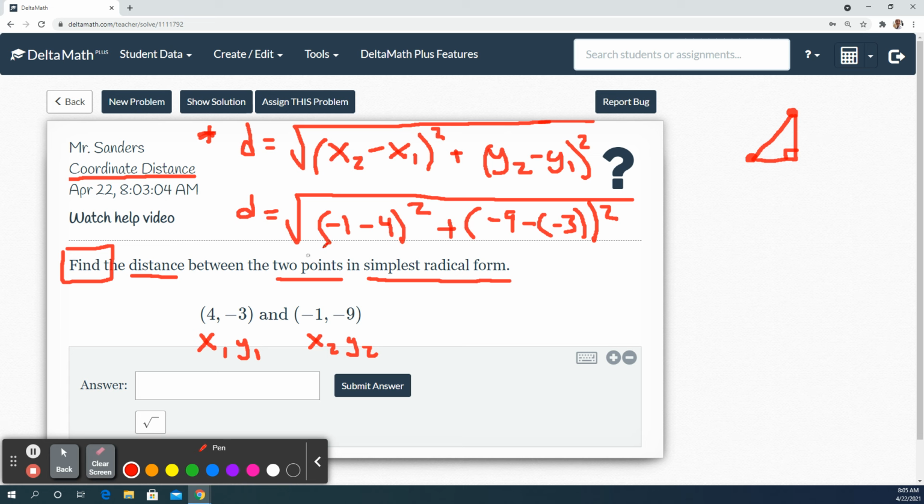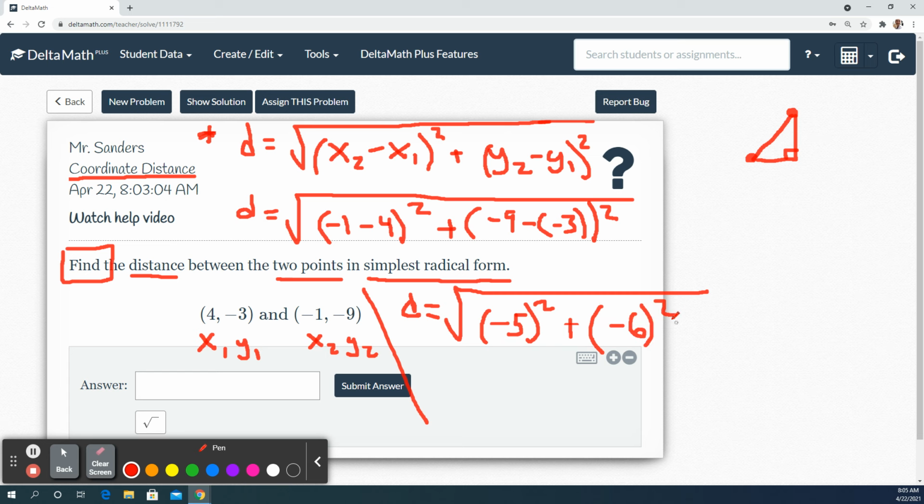All that gets squared. So order of operations at this point, we are doing grouping symbols. So d is equal to the square root. -1 minus 4 is -5. All of that is squared. Plus, inside of here, -9 plus 3, negative and negative make a positive. That'd be -6. And all that gets squared. That's going to be equal to, now we are doing inside of here, exponents come first. So that would be 25 plus 36. And 25 plus 36 is equal to 61.